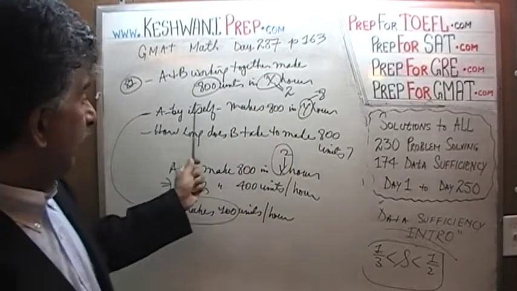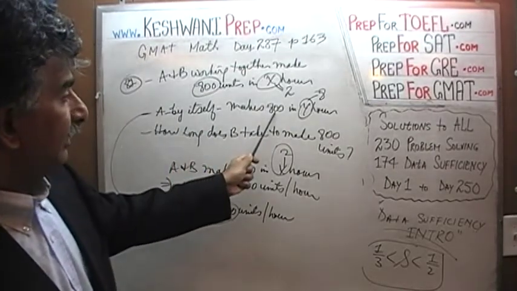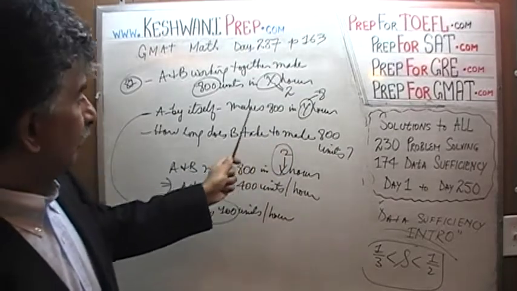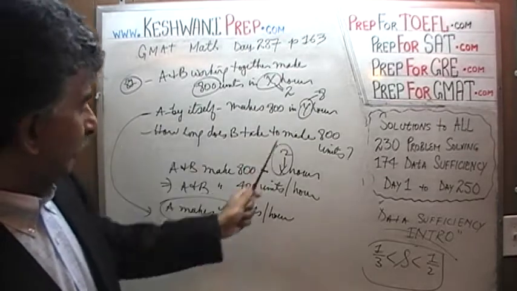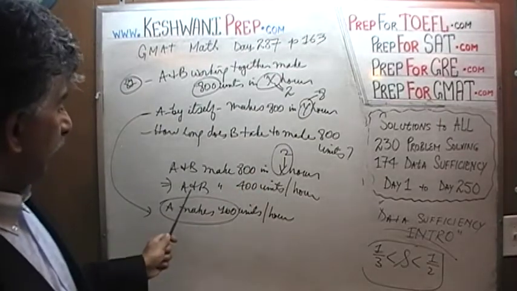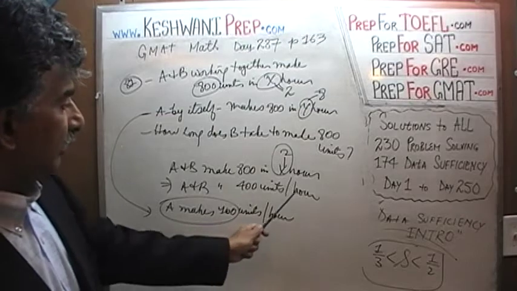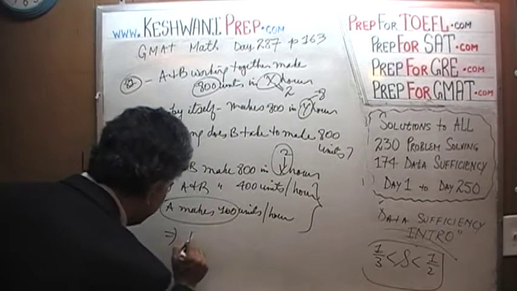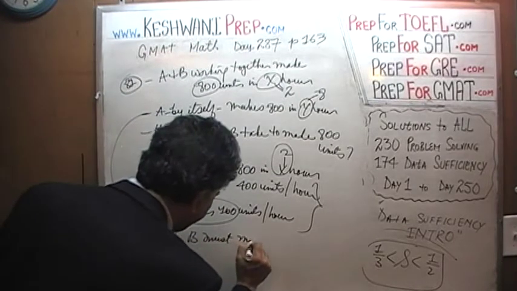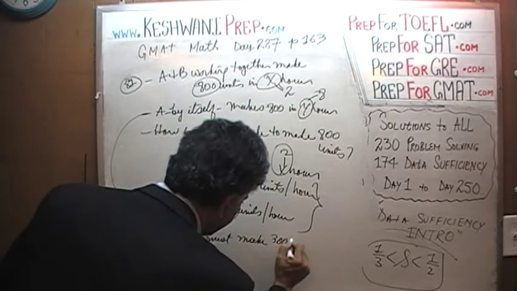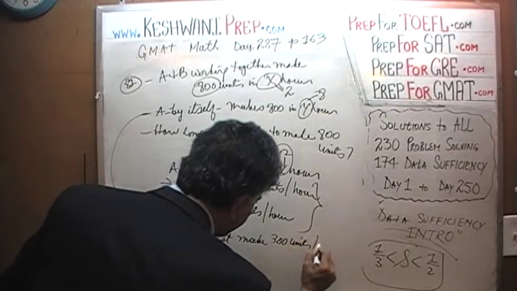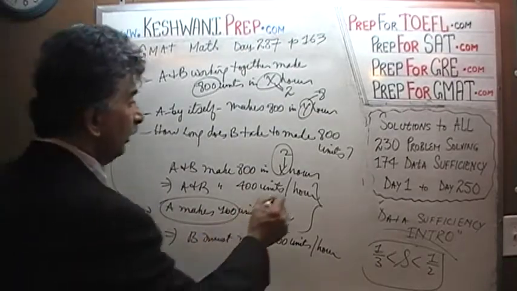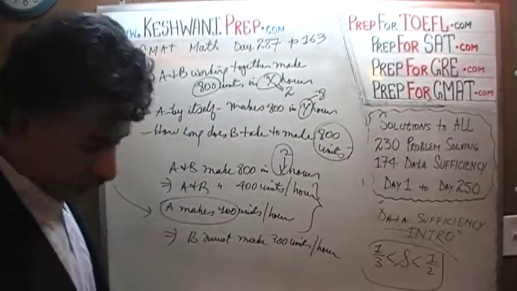We are pretending that A makes 800 units in 8 hours. We're plugging in 8 for Y, which means A makes 100 units in 1 hour. Here we found out that A and B together make 400 units in 1 hour. Put these two statements together, and that implies that B must make 300 units per hour. Well, if he's making 300 units per hour, how long is it going to take him to make 800 units? That's how simple it is.